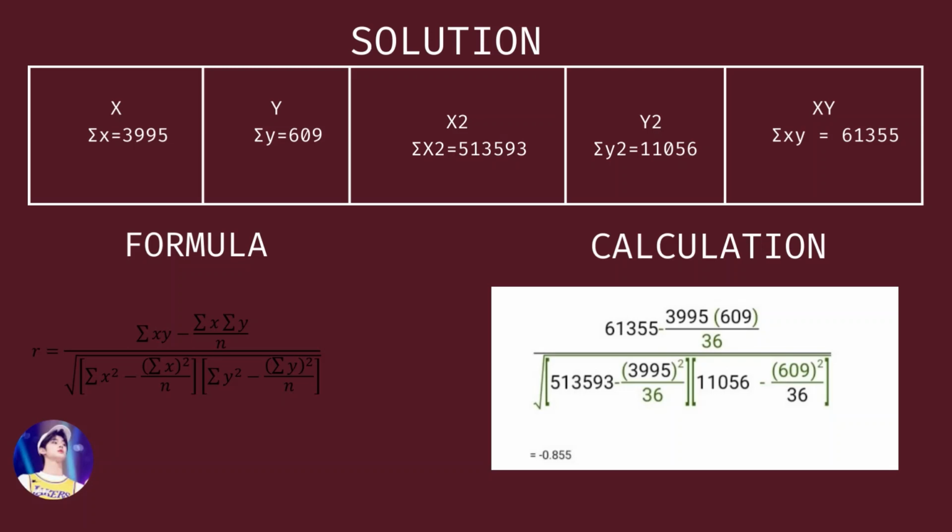Next slide, it is the answer I get from calculating for x and y. The value of x is 3995 and y is 609. And next, 513593. And next, 11056. And xy is 61355. And the total calculated for x and y is negative 0.588.